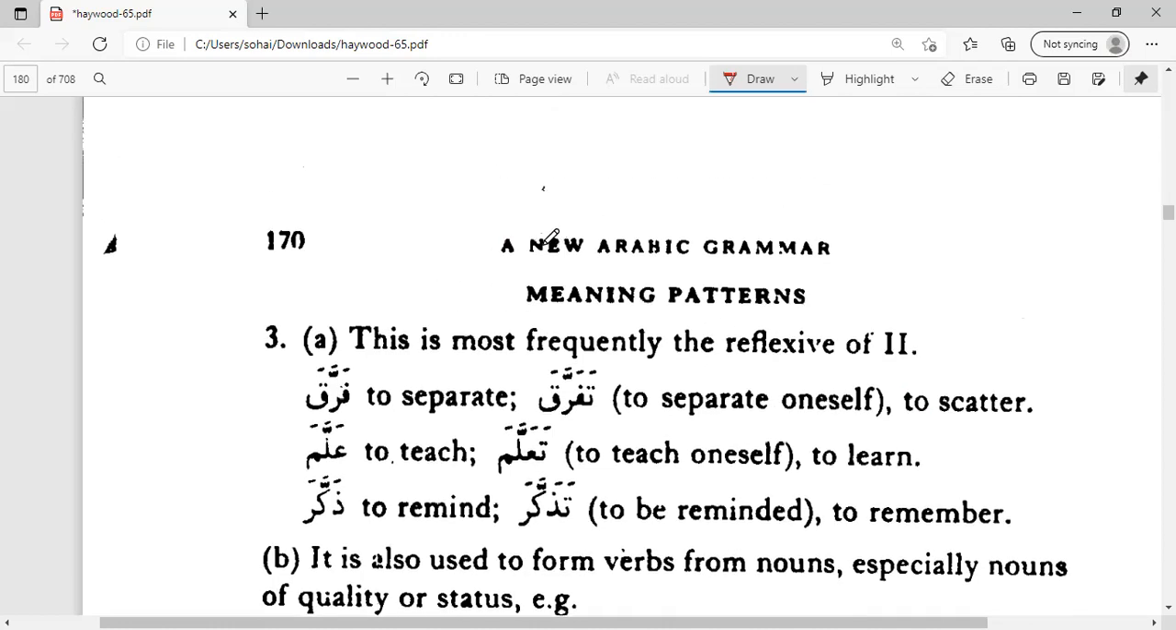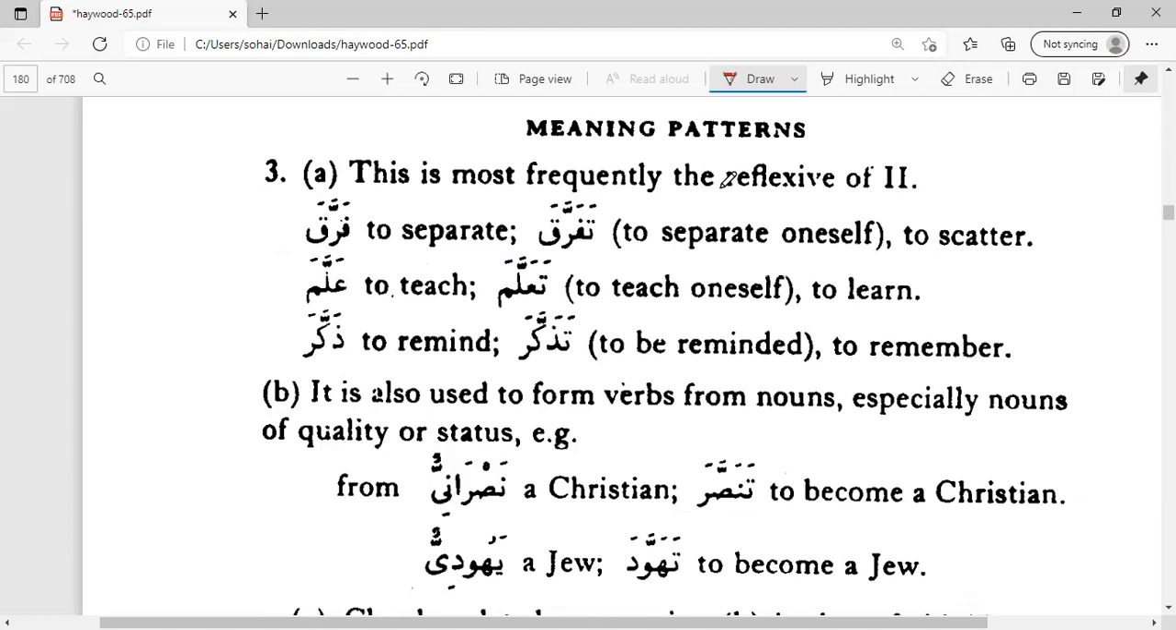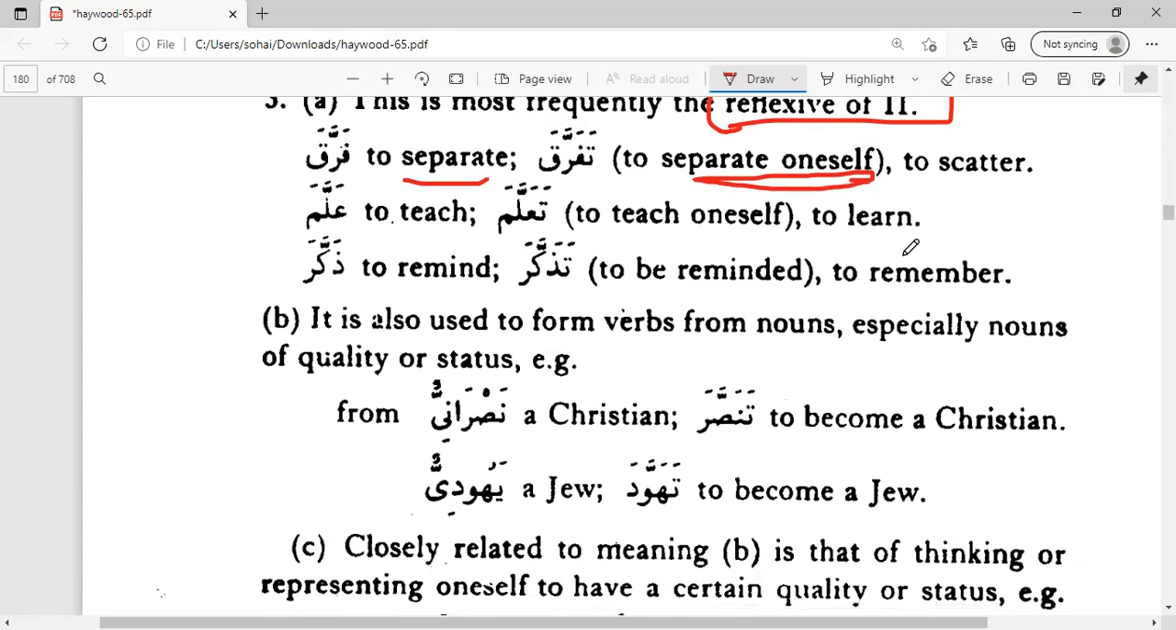Okay, so moving on to the meaning pattern. This is form 5 we're talking about. This is most frequently the reflexive of form 2. It's a similar meaning to form 2. So the meaning you had in form 2, all you do mostly is change it to reflect on the person who is the speaker. So farraka means to separate. Tafarraka means to separate oneself. Separation is applied to the person who's talking.